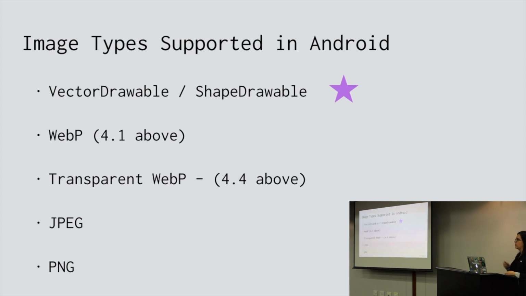Another type of image that is supported in your app is WebP, which is a format, I think, designed by Google. This works on Android 4.1 and up. And if you're using transparent WebP, that's only supported from 4.4 and up on Android, but it is supported. The next thing, obviously, is a JPEG image, and then also your PNG images are supported in Android.